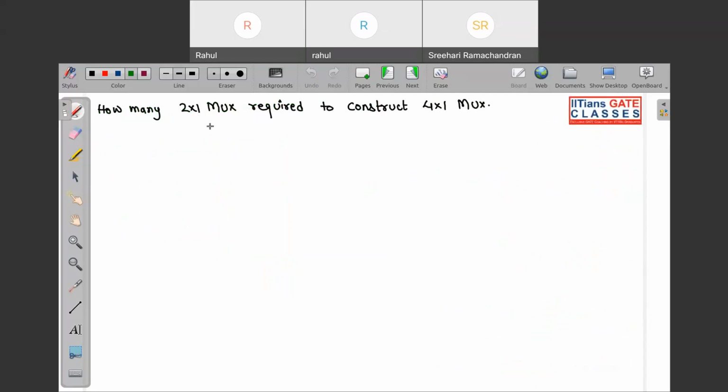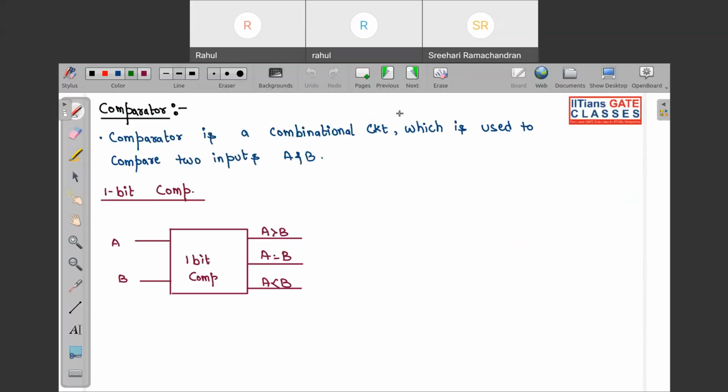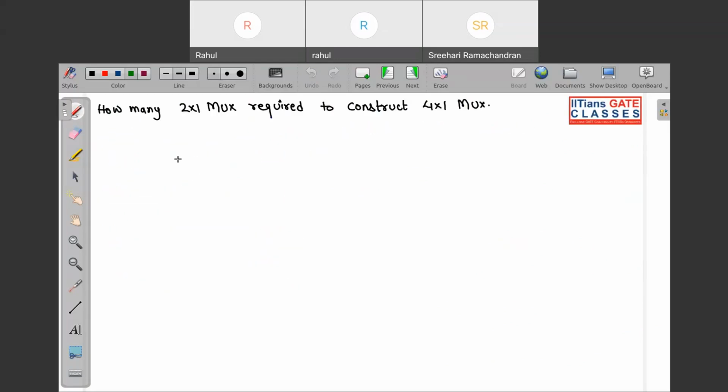So now tell me, how many 2 cross 1 mux are required for construction of a 4 cross 1 mux? Can you tell? Three are required. Yes, it is 3.